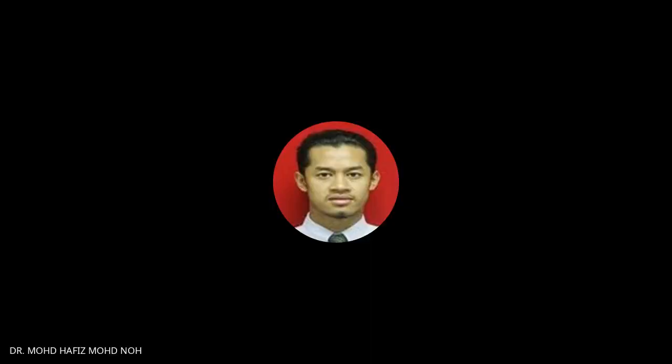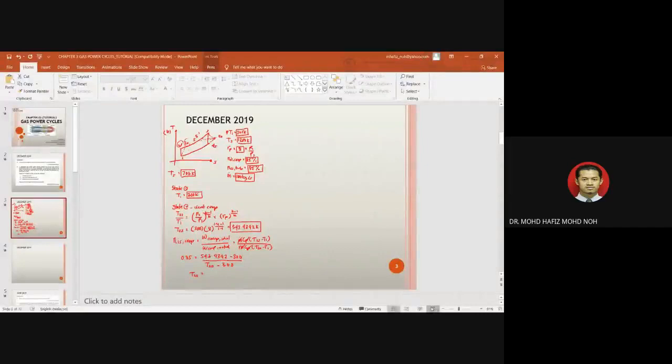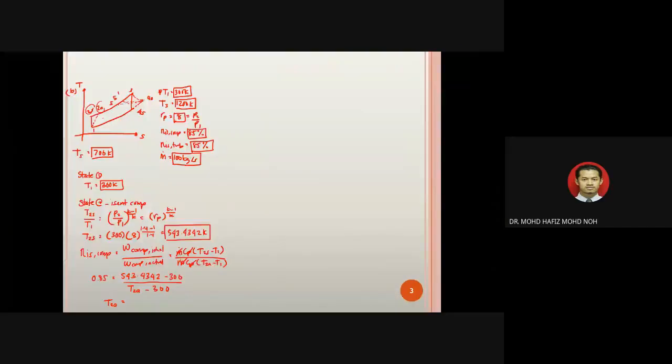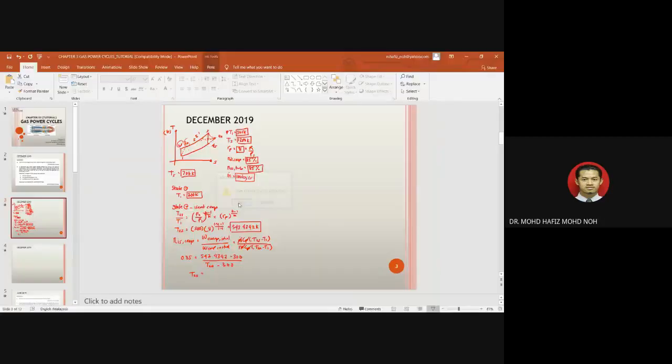Based on my calculation, the value of T2 actual will be 586.3932 Kelvin. Please check the values.